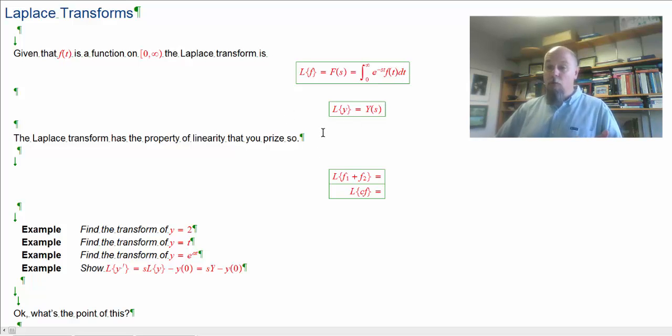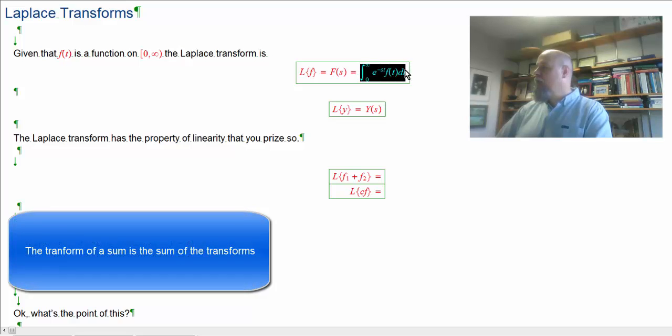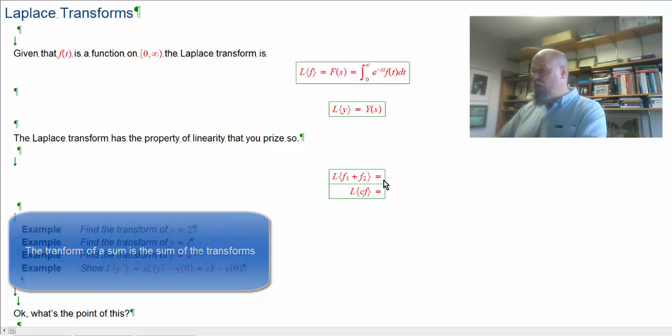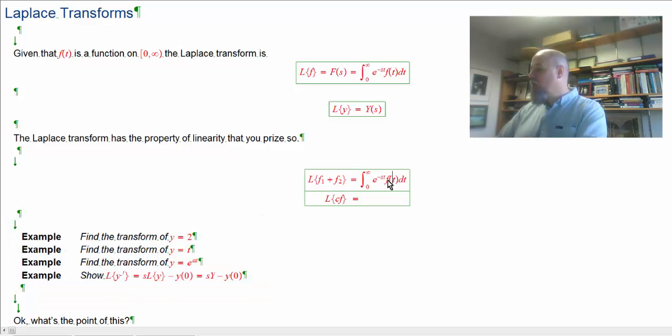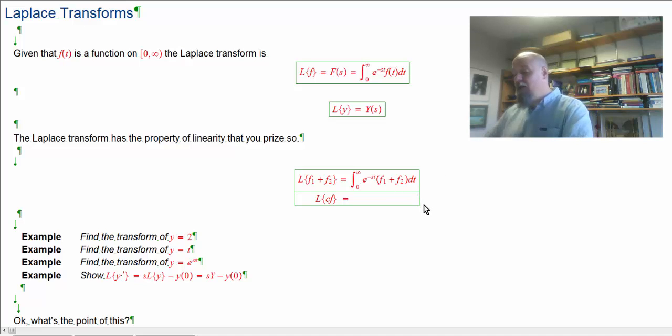It's an integral transform, so it has all the properties of regular integration. If I take the transform of the sum of two functions, I want this to be the sum of the transforms. Let's pop this into the definition then. Taking the transform of anything means I'm taking the transform of f1 plus f2. So there it is. All I have to do is do that integration.